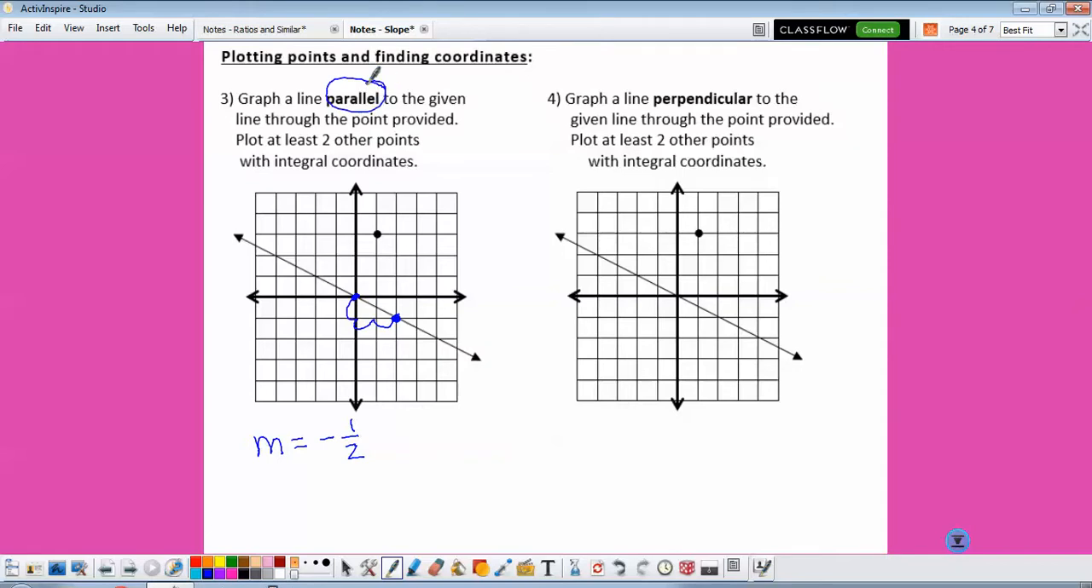Since we want parallel, we're going to use the same slope from this point. So down 1 over 2, down 1 over 2. We could also go up 1 and left 2, up 1 and left 2.